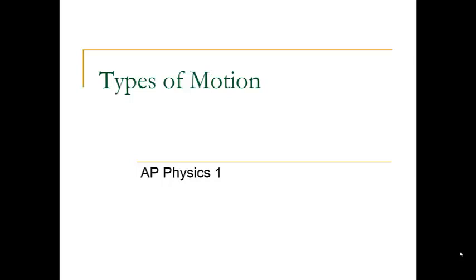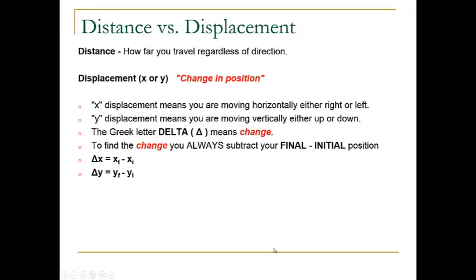Okay, so today we're going to look at the different types of motion that exist. So when we're looking at types of motion, what we have to look at first is our idea of distance versus displacement. So distance is looking at how far you travel regardless of the direction, and we call distance d, and we're always going to measure it in meters. So your standard metric unit.